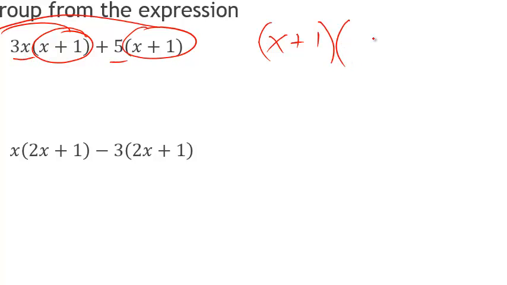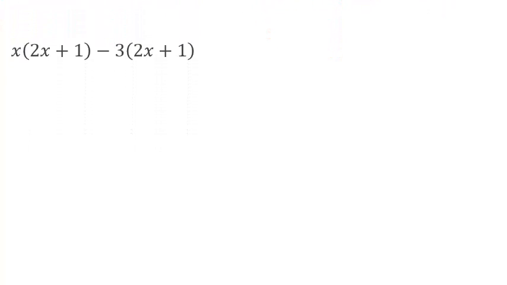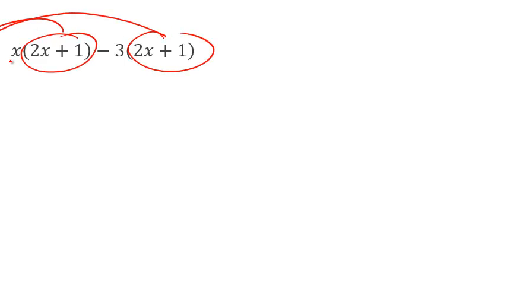So 3x plus 5. And then our second example, we have x times 2x plus 1 minus 3 times 2x plus 1. 2x plus 1 is the same, so we can factor that out. So we're going to be left with x minus 3. So that's going to be 2x plus 1 and then x minus 3.